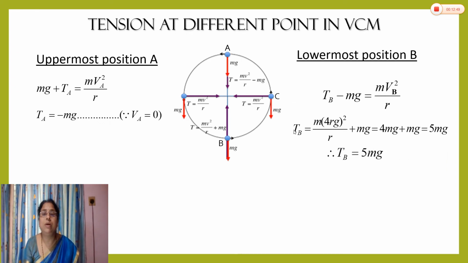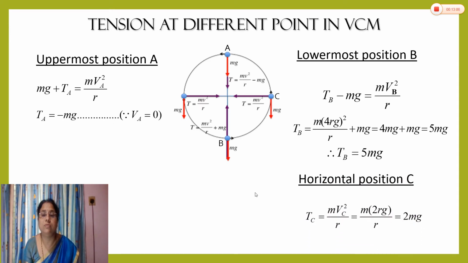Now at point C, the tension and the weight are perpendicular to each other. The tension alone provides the centripetal force, so Tc is equal to m Vc square by r. Now we put the value of Vc, the velocity at point C, which is under root 2 rg, so Vc square is equal to 2 rg. So we get Tc is equal to 2 mg.